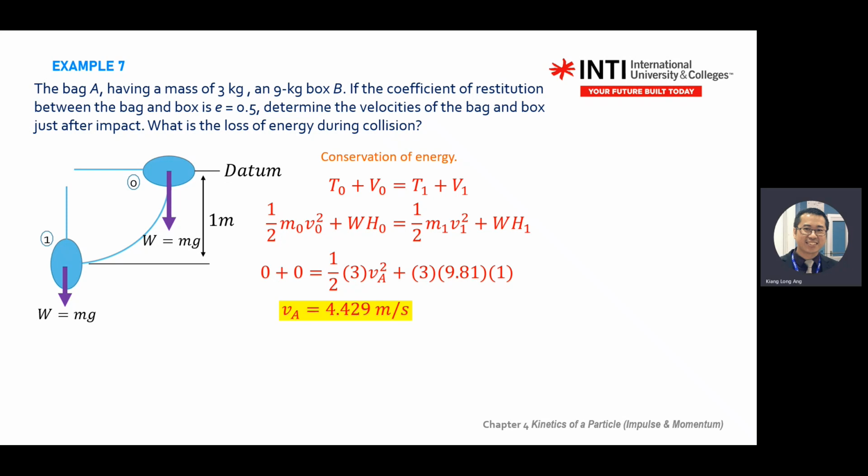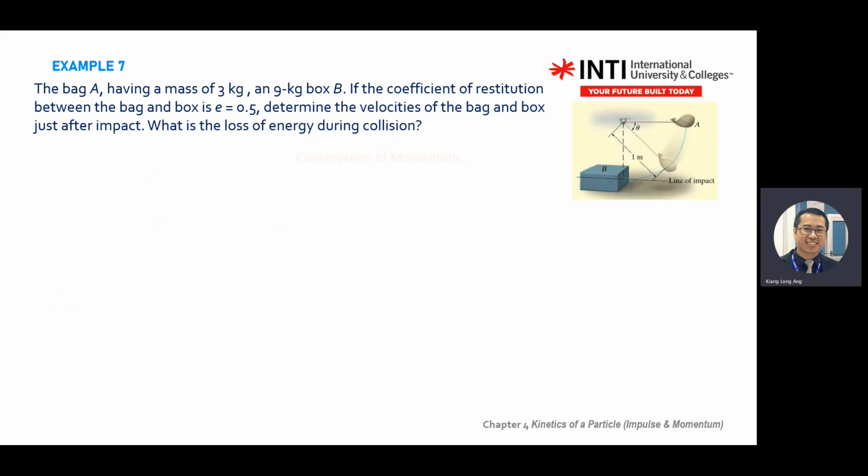If you do the same mistake like I do on the slide here, you get negative sign. It means it bounced back, which is wrong. Be careful on the direction of your datum. Below the datum is negative. So you get your VA1.